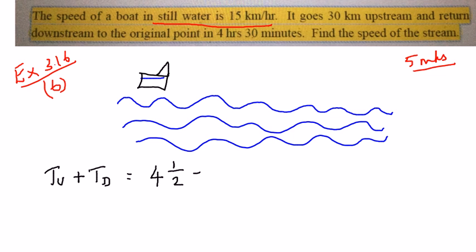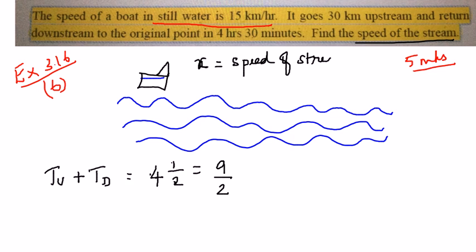And 4.5 is a mixed fraction. When I convert it, it becomes 9/2: 4 into 2 plus 1, right? So this is what is given and you have to find the speed of the stream. So whatever is not known, let us assume that to be x, whatever we have to find out. So let x be the speed of the stream.